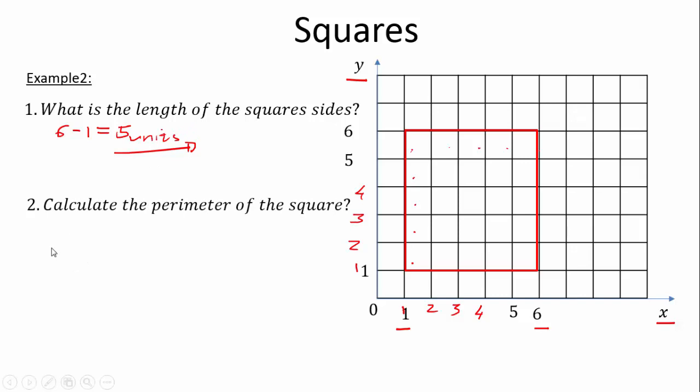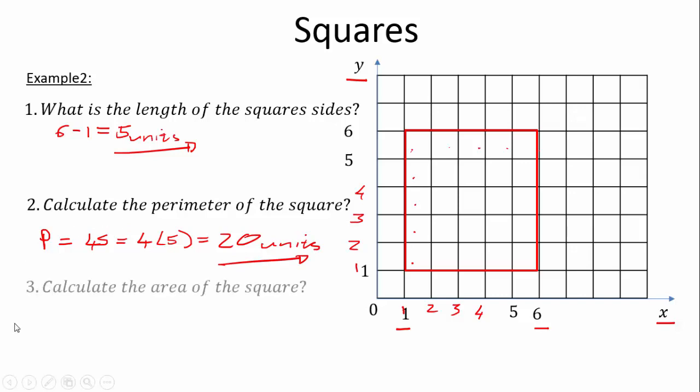Calculate the perimeter of the square. What is perimeter? Perimeter is equal to 4S. And that's again 4 times 5. Oh, that's quite convenient. We've done that. That's 20 units. If it doesn't tell you what the units are, just write units. Calculate the area of the square. Again, area is equal to S squared, which is equal to 5 squared. As we did in the last one, that's 25 units squared.